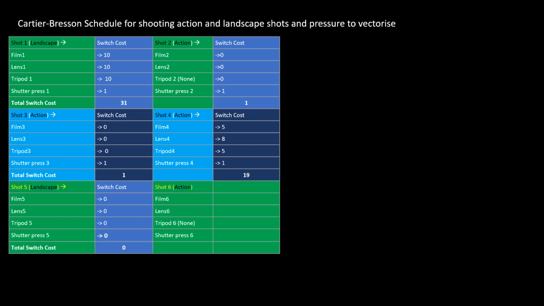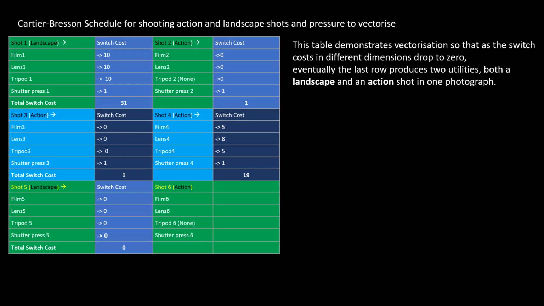And the vectorization of different enough utilities leads to a novel, complex function. And so in this table, I've tried to illustrate this by showing in different squares both the type of shot, and the technology and the cost of switching from one type to another. So we go through different shots, and in the final frame, you get the shutter press switch cost is actually 0. And so in the same shot, without an additional shutter press, we get the landscape and the action shot. And that's where vectorization that was potentially there has actually occurred. So this is what I explained. The last row produces 2 utilities in one shot because there's no shutter press difference between the last 2.